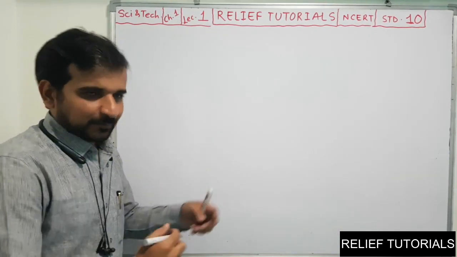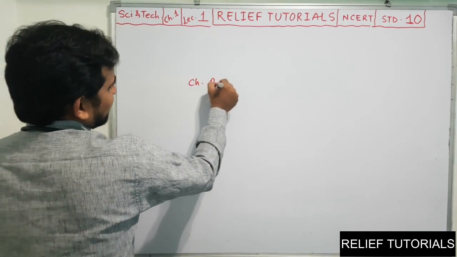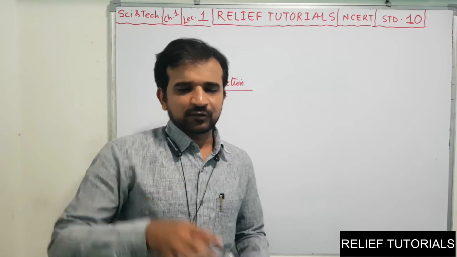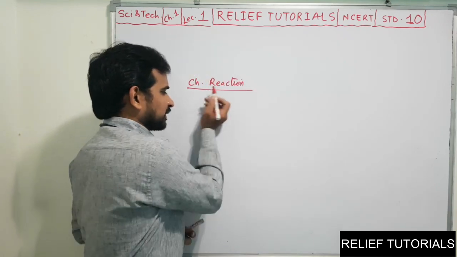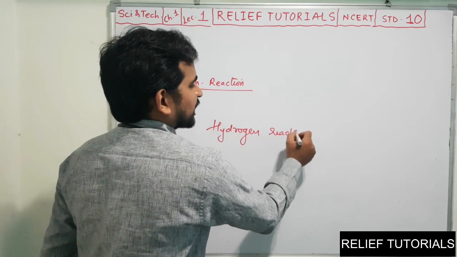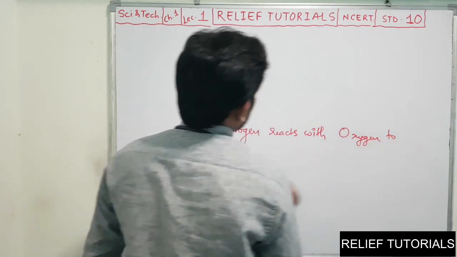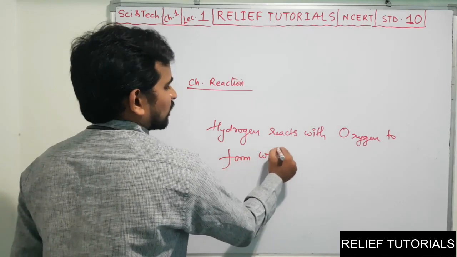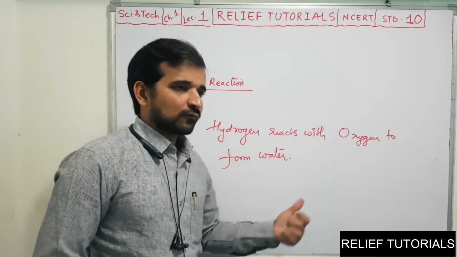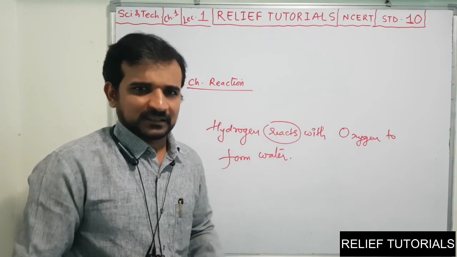Now let us see the chapter, chemical reaction. What do you mean exactly by chemical reaction? Number of times we use this word. For example, hydrogen reacts with oxygen to form water. But what exactly is the meaning of reacts? What is exactly happening when they react?